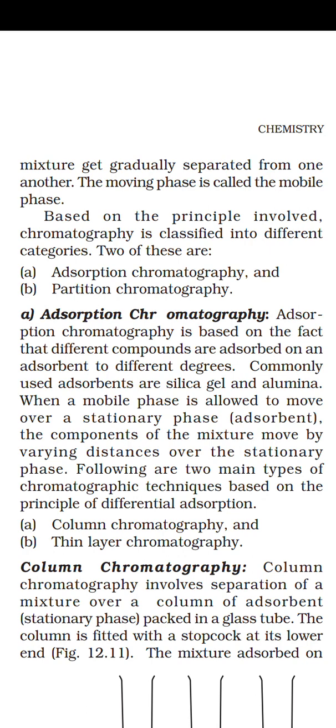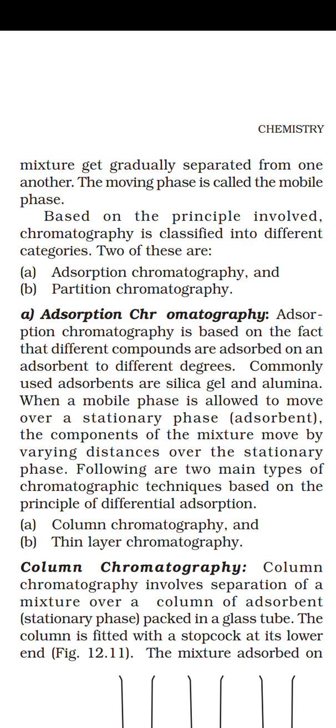Based on the principle involved, chromatography can be classified into different categories. Two of these are adsorption chromatography and partition chromatography. Adsorption chromatography is based on the fact that different compounds are adsorbed on the adsorbent to different degrees. Commonly used adsorbents are silica gel and alumina.